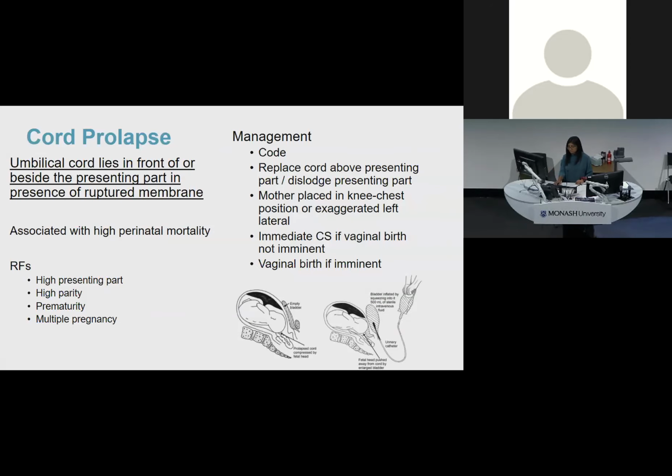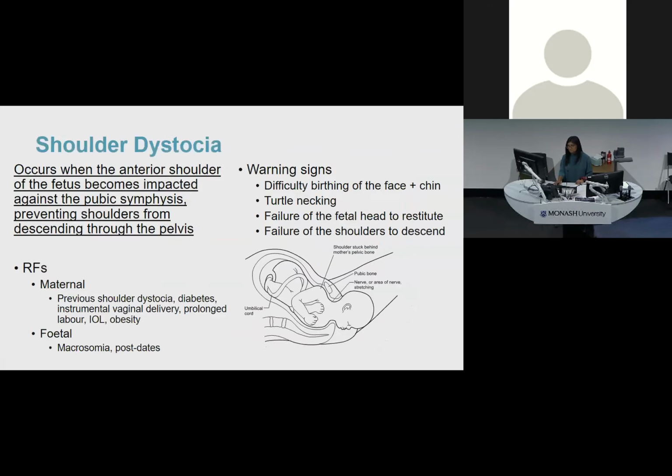Shoulder dystocia occurs when the anterior shoulder of the fetus is impacted behind the pubic symphysis. And then that just prevents the delivery of the baby. These are the warning signs you need to know: difficulty in or slow birthing of the face and the chin, turtlenecking where the head is retracting in and out, and failure of the fetal head to restitute or the shoulders to descend.